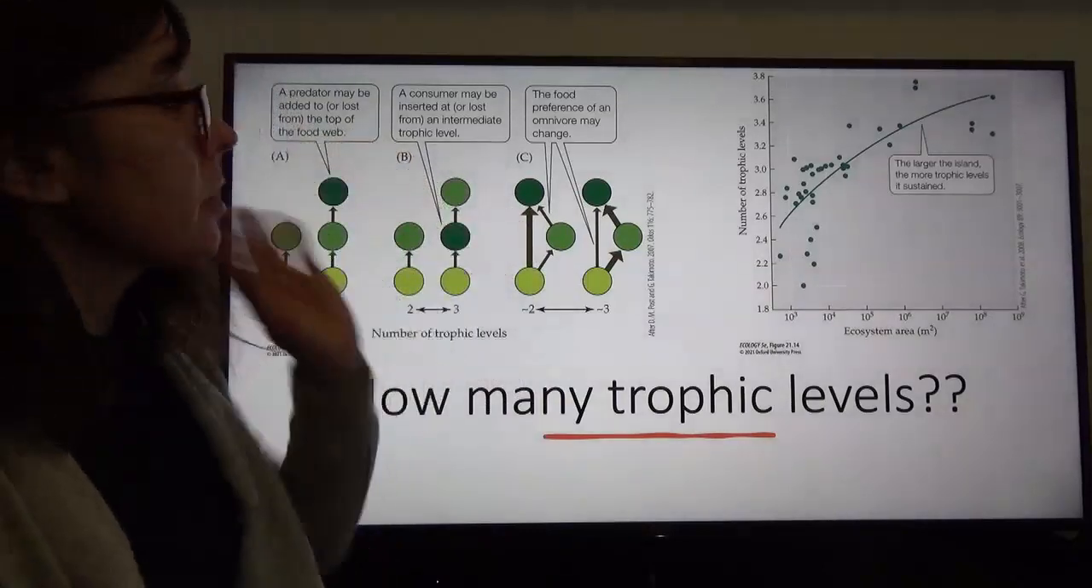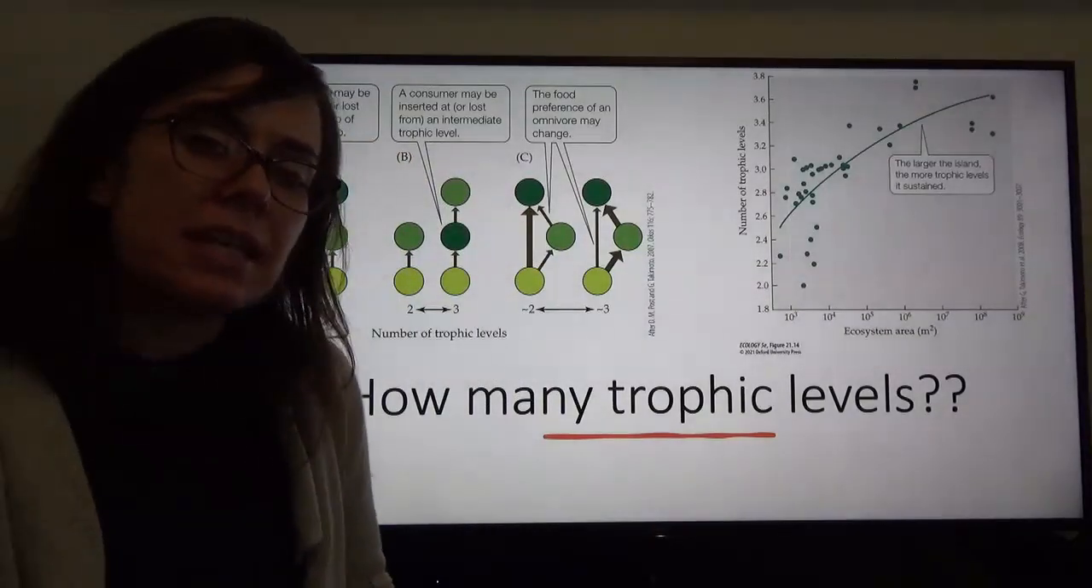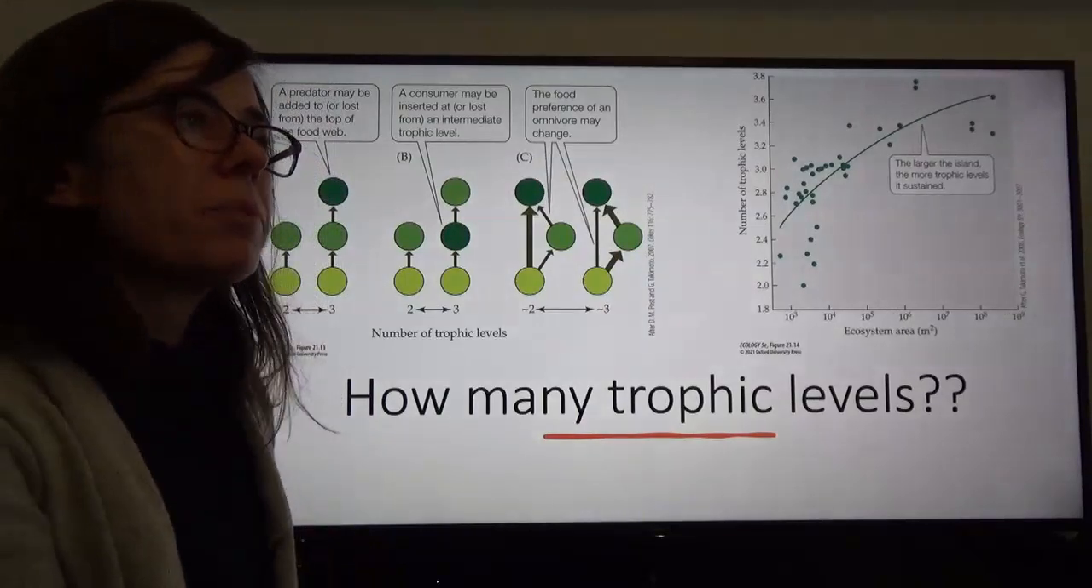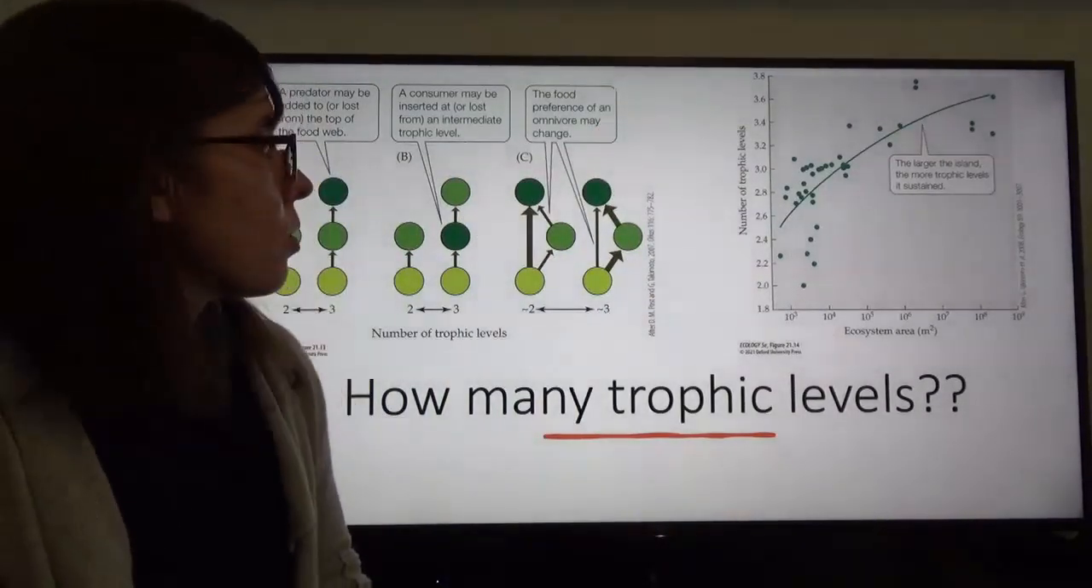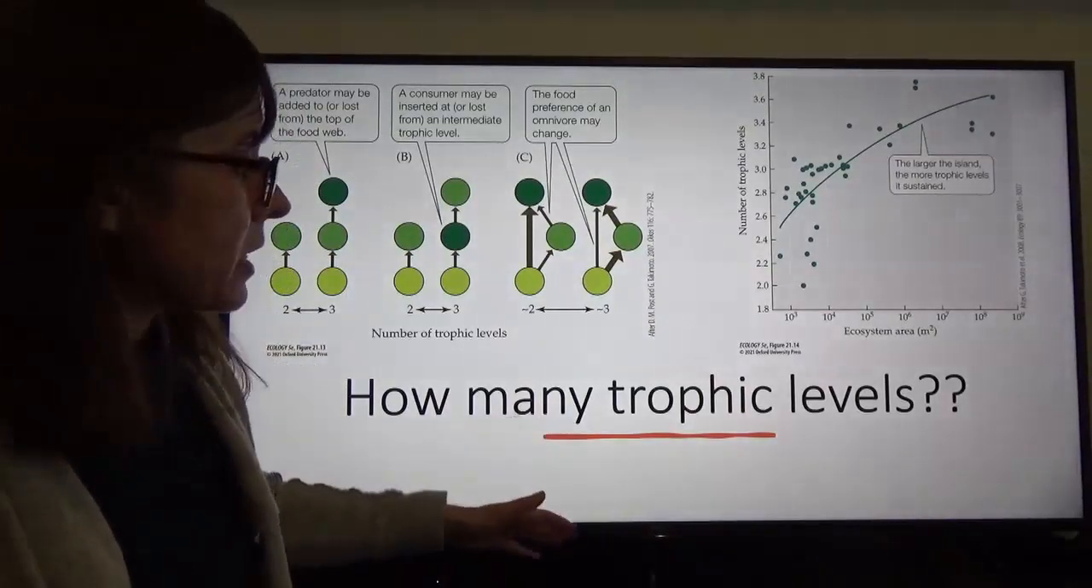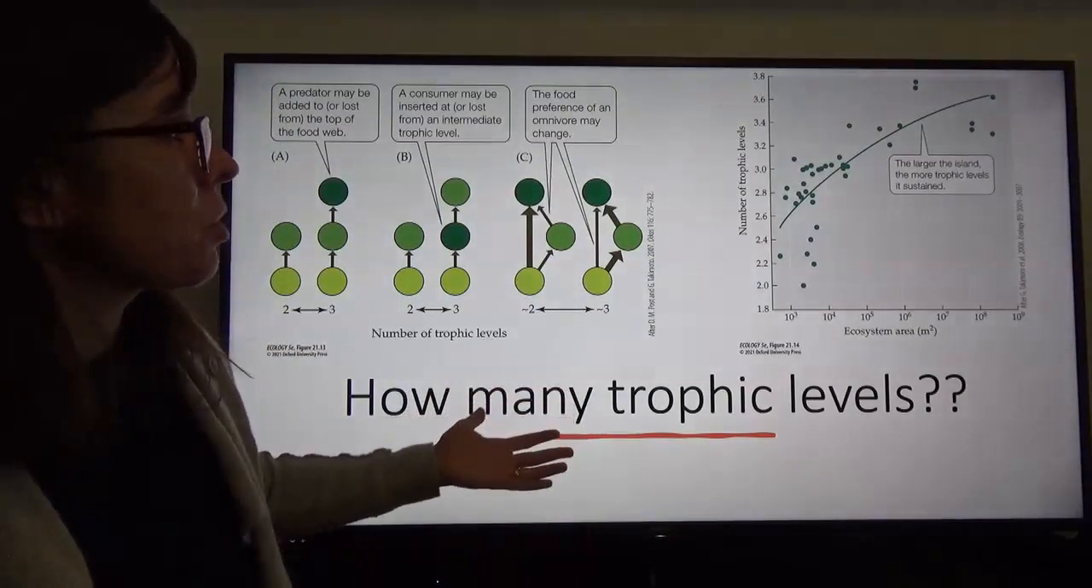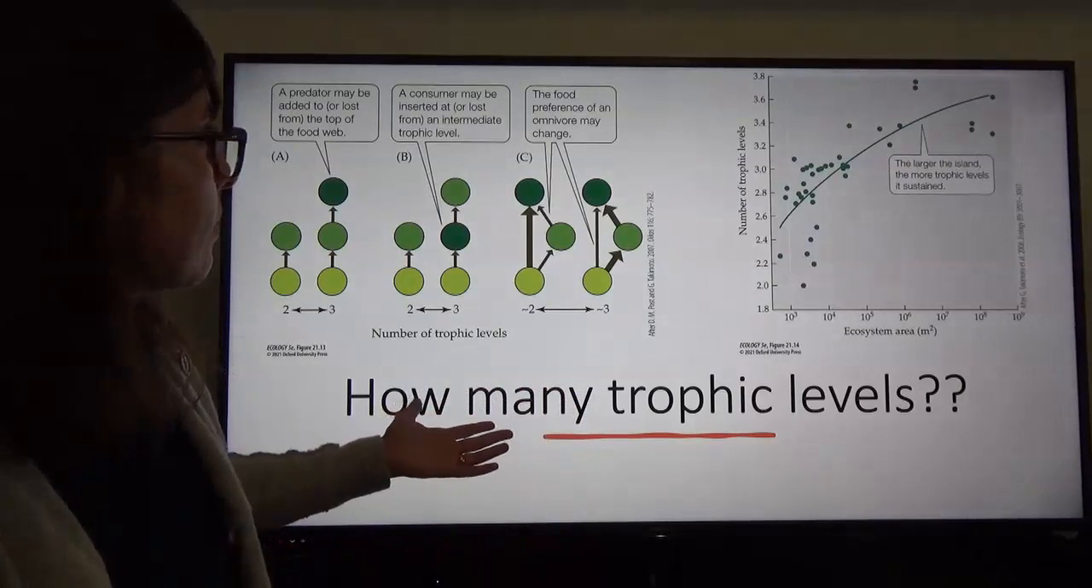Now, you may wonder, okay, well, in most of these examples, we're only seeing up to about 4 trophic levels. So what determines the number of trophic levels? How many trophic levels can we have?